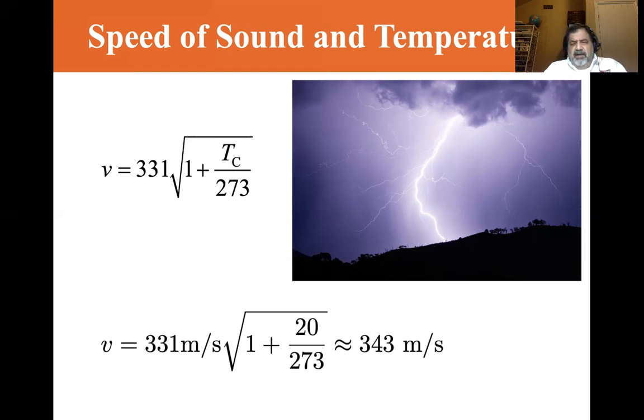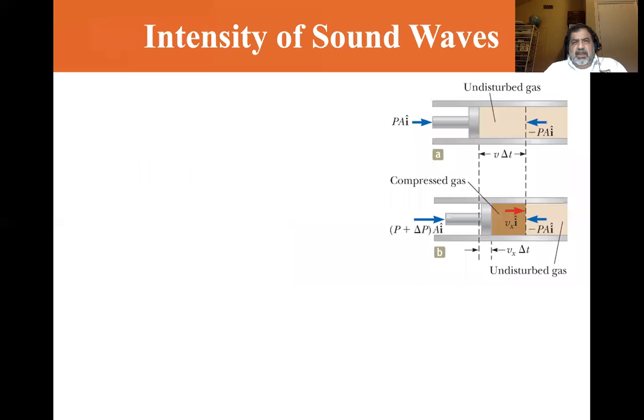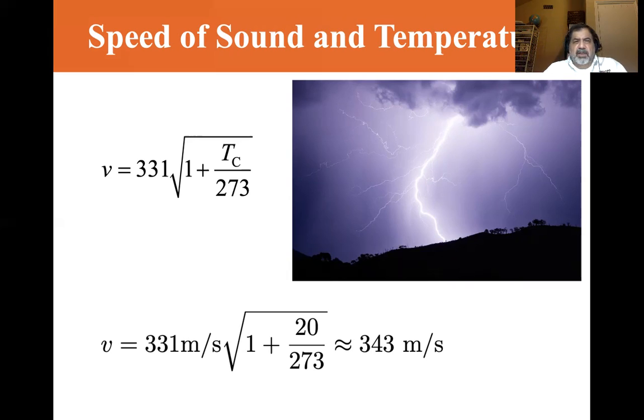If you divide by 5, since the sound is 1,100 feet per second and a mile is 5,280 feet, if you count by 5, that gives you about how many miles it is. So every 3 seconds, you're a kilometer away from the lightning. Every 5 seconds, you're a mile away from the lightning. And I think that's it for the speed of sound and temperature.